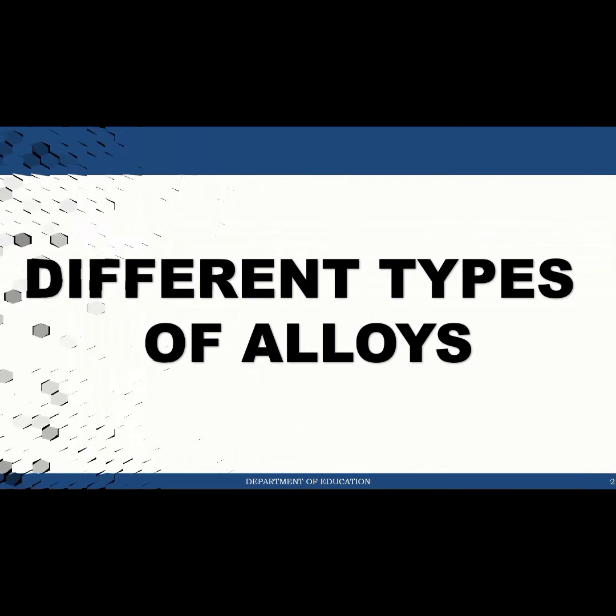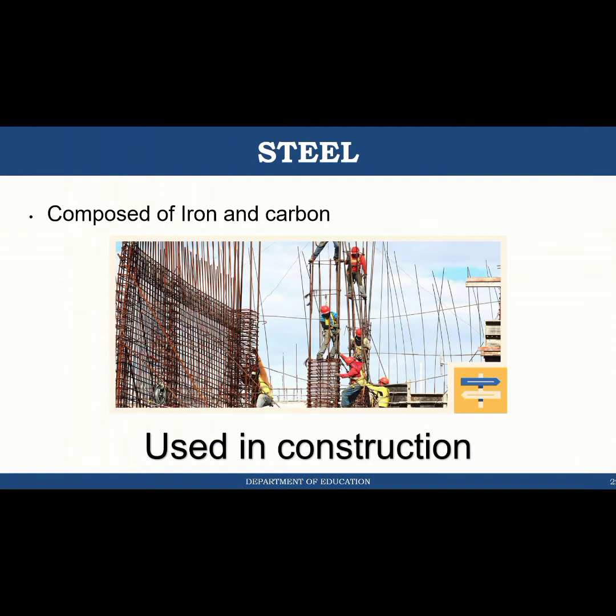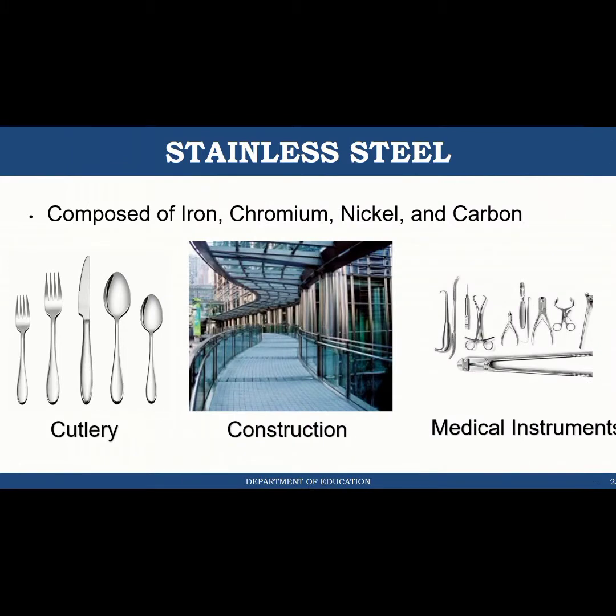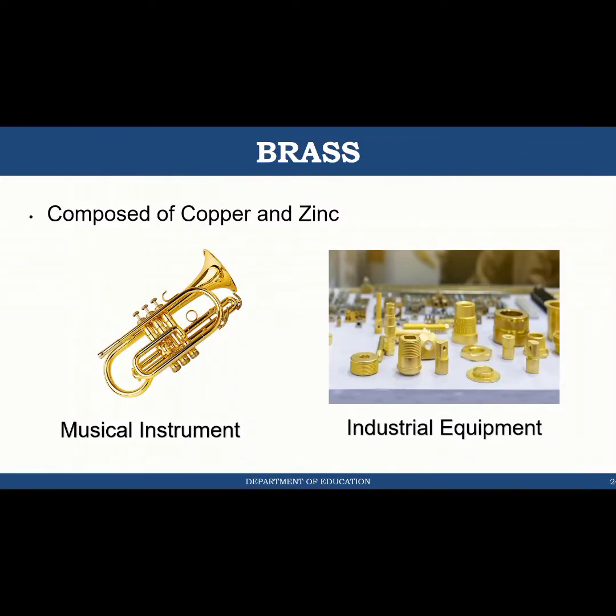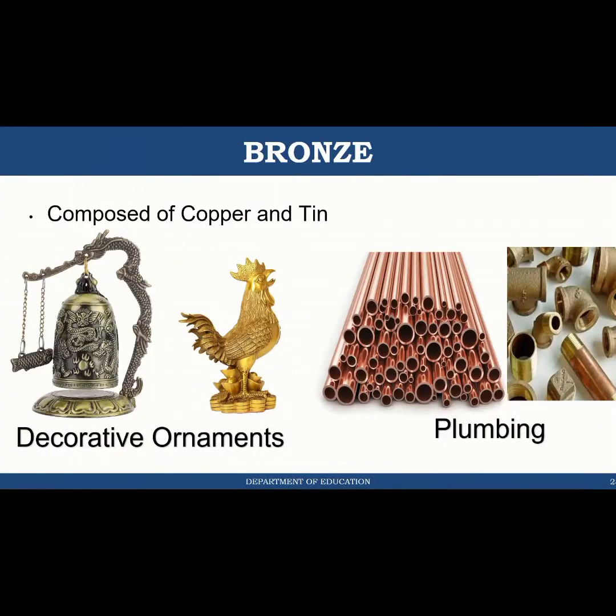We have steel, which is composed of iron and carbon, which is used in construction. Stainless steel, which is composed of iron, chromium, nickel, and carbon, is usually used in cutlery, construction, and medical instruments. Brass, which is composed of copper and zinc, is usually used in musical instruments and industrial equipment. Bronze, which is composed of copper and tin, is usually used in decorative ornaments and plumbing.